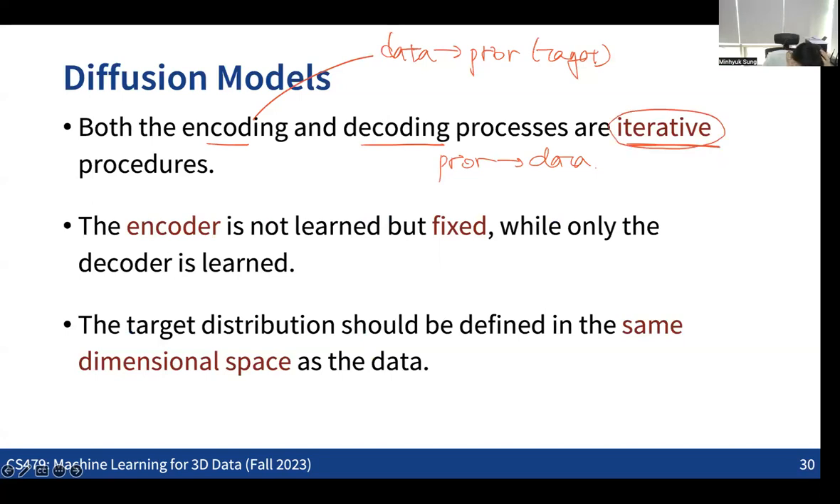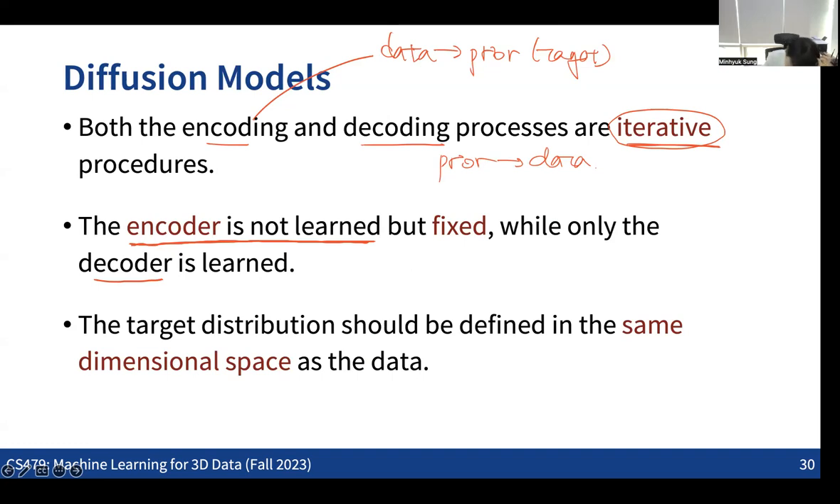And also the characteristic of the diffusion model is that while we are having both the encoder and the decoder, the encoding process is not learned. The encoding process is fixed. It's kind of given the procedure. So while we are fixing the encoding procedure, we are only learning the decoding procedure. So that's kind of interesting, some characteristics of the diffusion models.